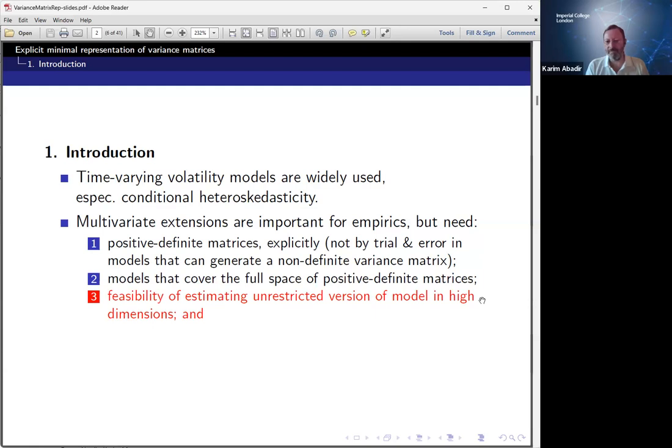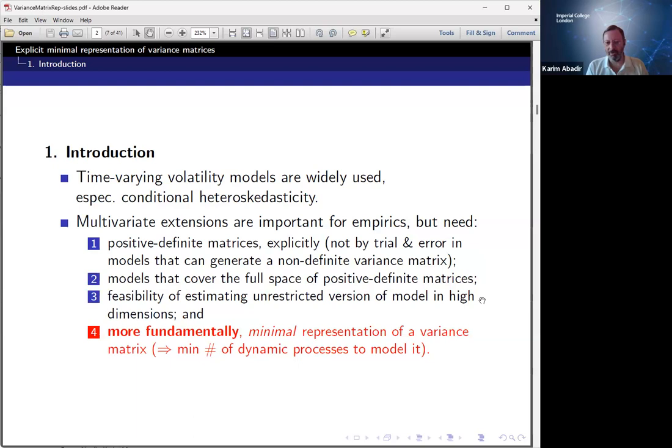Now, if you've got a model that's over-parameterized, it becomes really hard to estimate it in high dimensions. So we need to really focus on models that are enabling us to estimate an unrestricted version of the variance matrix dynamics. And more fundamentally, we want to reduce the number of parameters to the minimum, and as a result, reduce the dynamic processes that you model to a minimum, so that you don't have too many things to estimate that you don't need. And on top of that, you're able to estimate them in a big dimension.